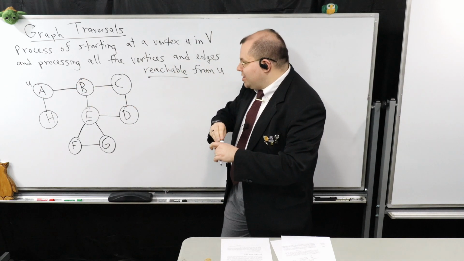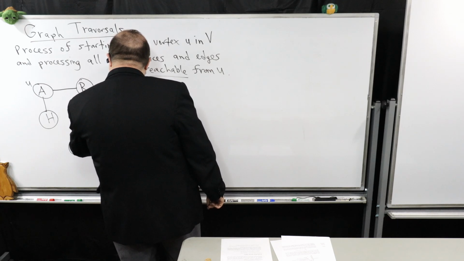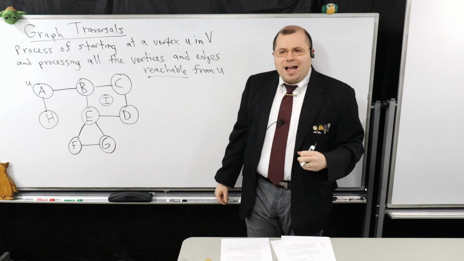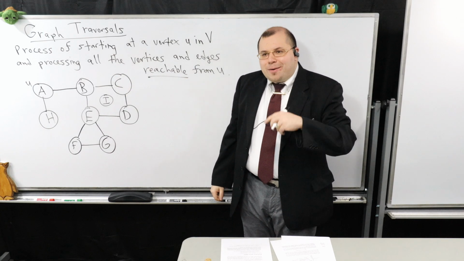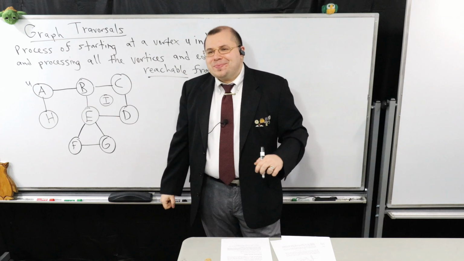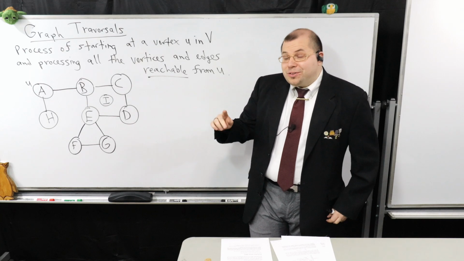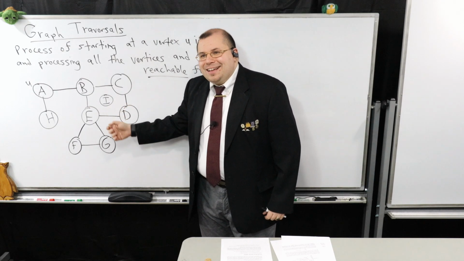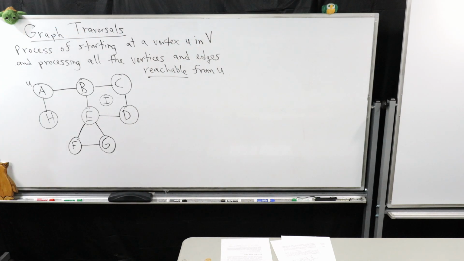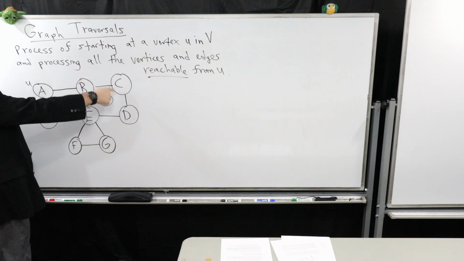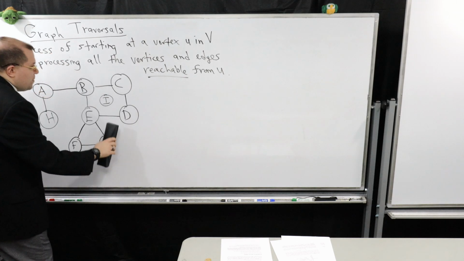So in contrast, if I were to introduce another vertex, say vertex I, is vertex I reachable from u over there? Can somebody tell me why it's not reachable? There is no path to I, right? So notice that there are no lines or pathways that get me to I. So this is what I mean by reachable.